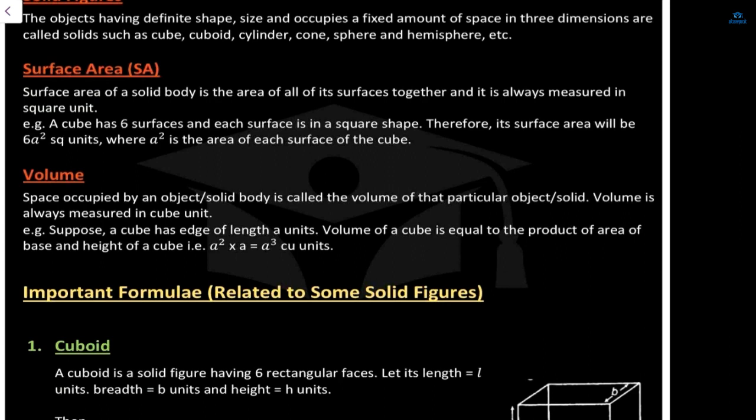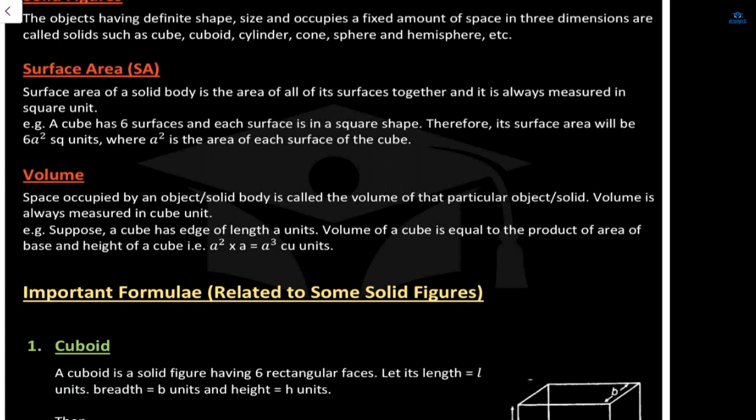There are 3 things you need to find out: surface area, volume, and total surface area. First of all, what is surface area? Surface area is the area of the boundaries, or you can say the area that surrounds the boundary. The surface area of a solid body is the area of all its surfaces together, and it is always measured in square units, because it is the area of the surfaces, and a surface contains 2 dimensions. So the unit will be square unit.